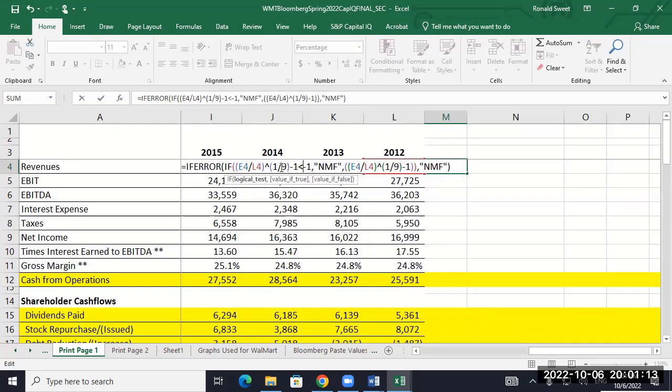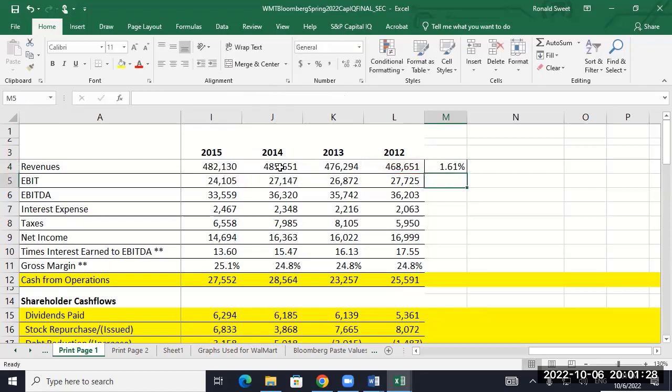And so instead of 9, it's going to be 7. Essentially what it's telling you, if you get an error message, put the letters NMF. When you get an error message, when you go from a negative number to a positive number, that's obviously not going to happen with revenues. But you can see 2012 to 2019, it's only 1.6% growth.